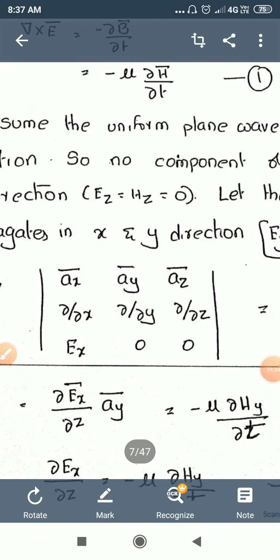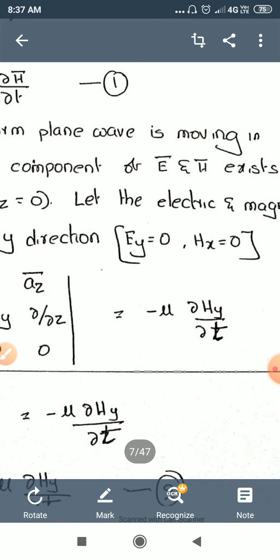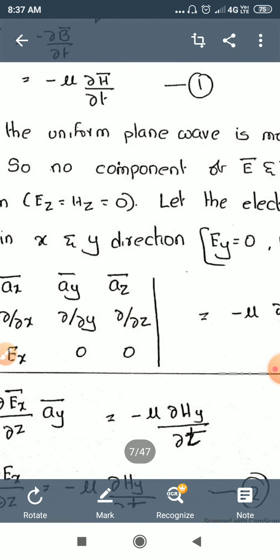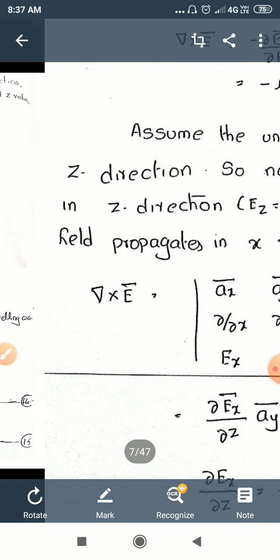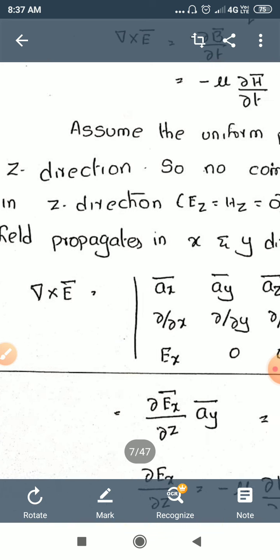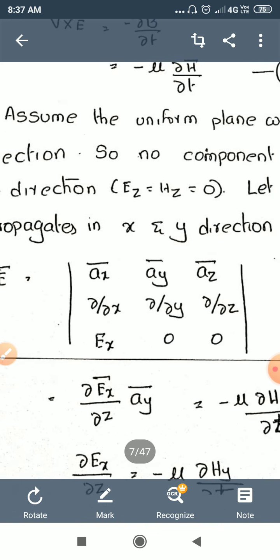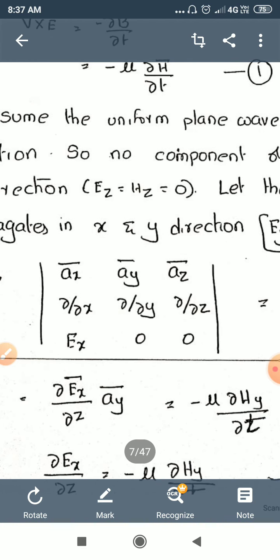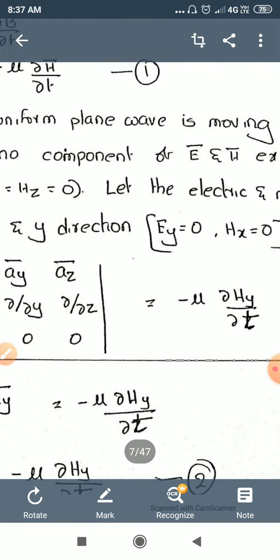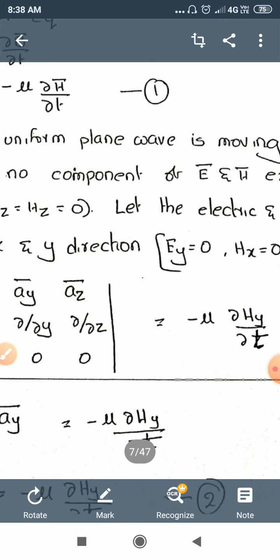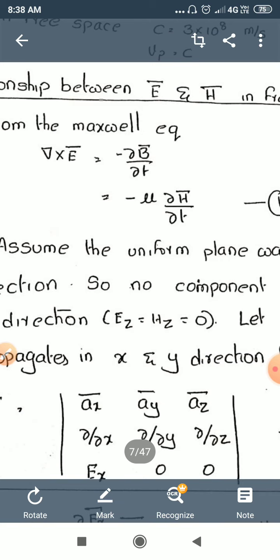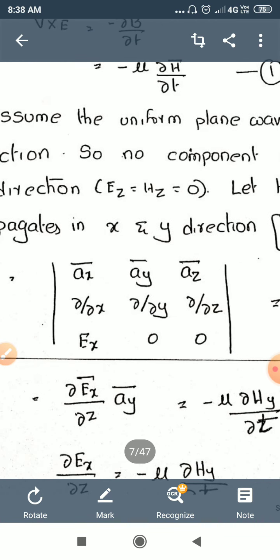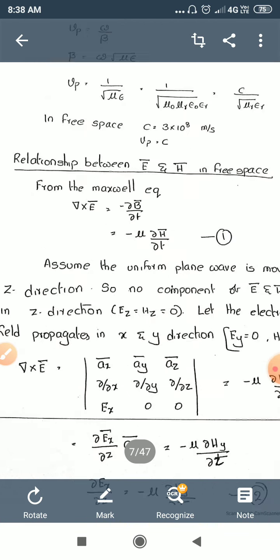Where Ex, 0, 0 equal to minus mu dou Hy by dou t. Because only the Hy component is present, only the Ex component is present. By taking this del operation, we will get dou Ex by dou z equal to minus mu dou Hy by dou t. Take this equation as 2. So the first equation is this one from Maxwell's equation, and this is the second equation. Equating the Ay components on both sides, we will get this equation.